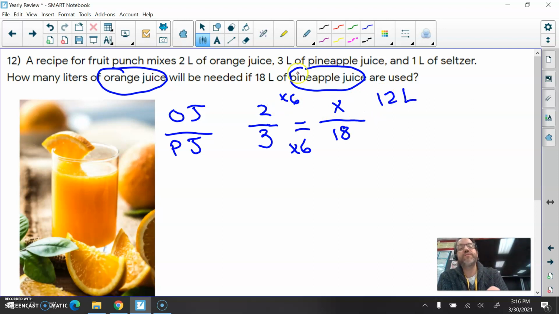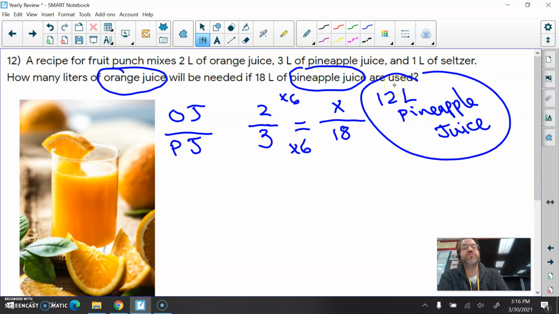12 liters of orange juice will be used when you use, what was it?